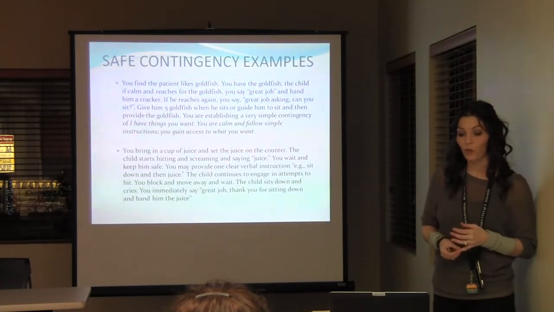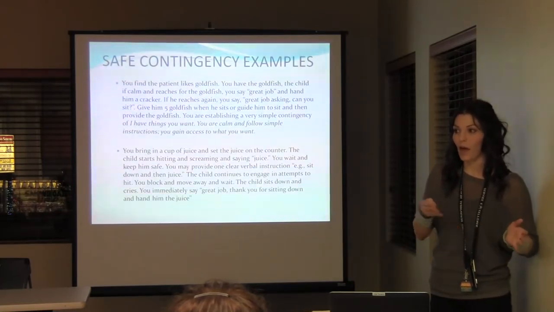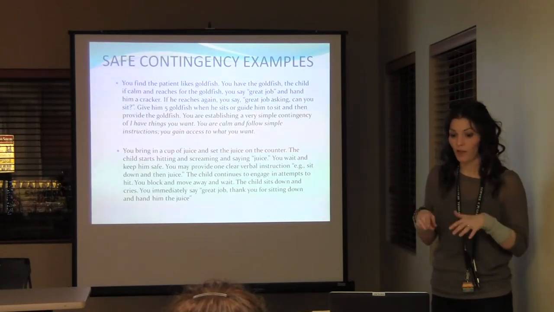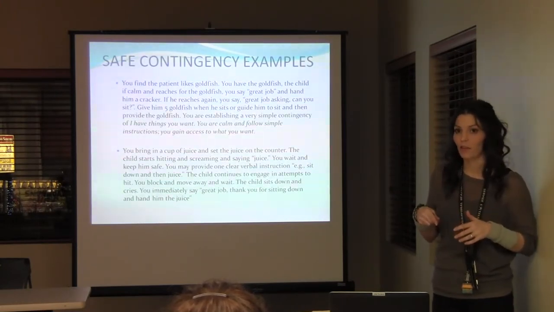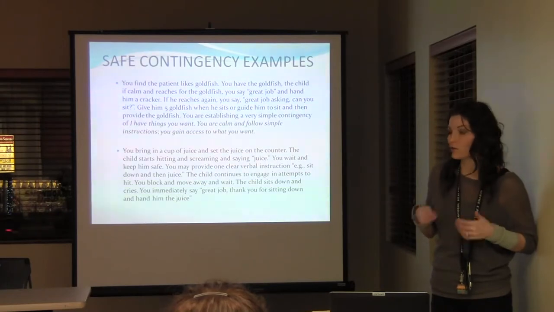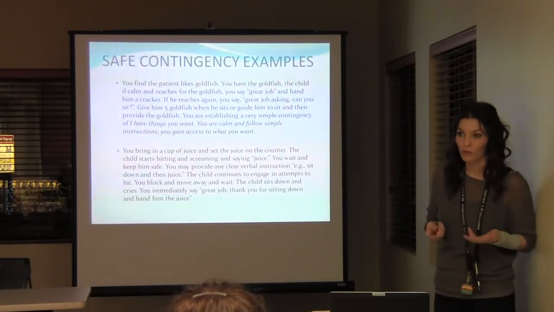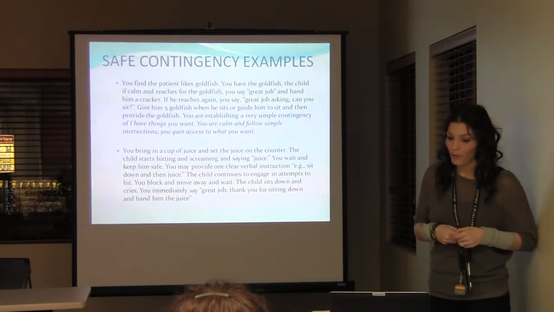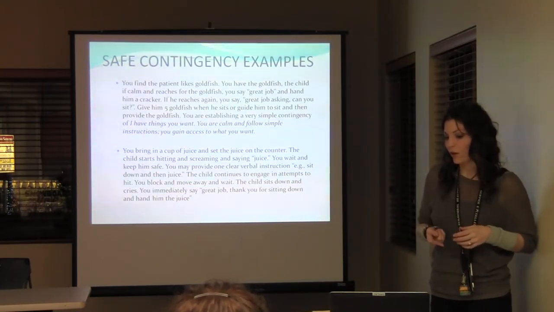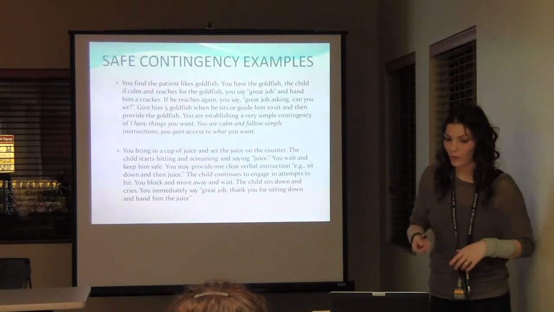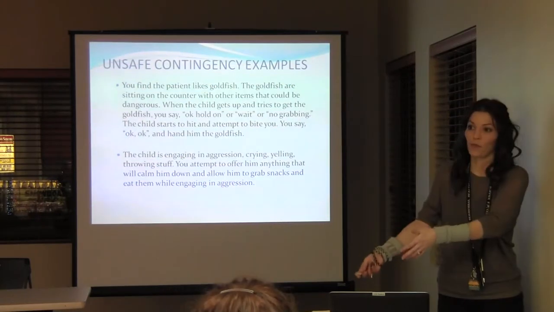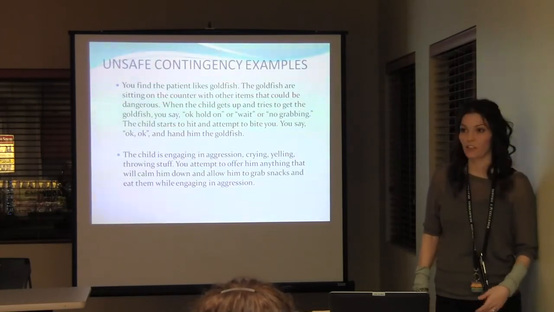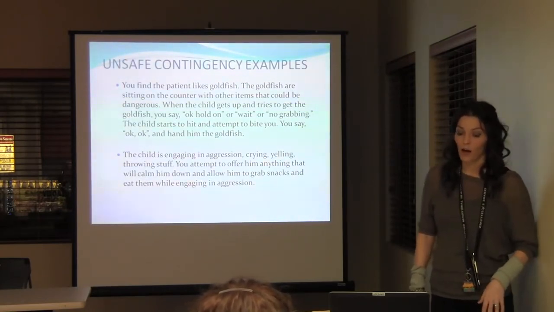That's going to help too in not allowing unsafe behavior to occur. So another example would be, once you find that they like goldfish, if it's sitting on the counter, you build in this contingency. This would be like in a hospital setting, or in a room where there's medical stuff, and they go up and try to grab it, but there's all kinds of dangerous things on the counter, so you don't want them going up and grabbing stuff. Same thing with the next example. The child starts freaking out and hitting, and you say, oh my gosh, okay, and then you give them the goldfish. That's obviously establishing a very unsafe contingency and teaching a very unsafe behavior.